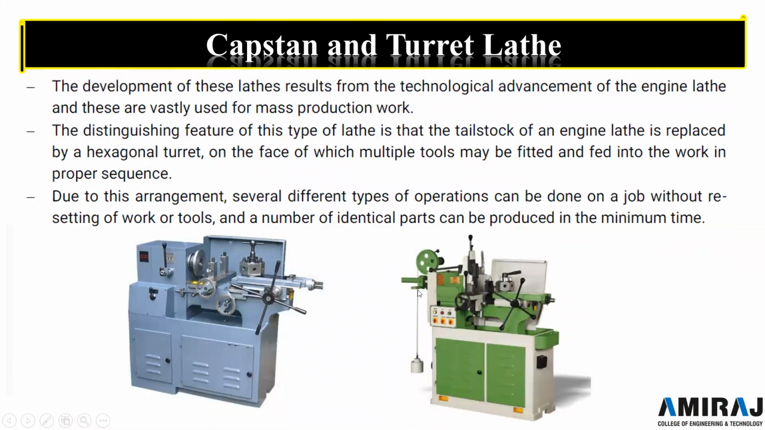The next type of lathe machine is the capstan and turret lathe. Here you can see the first figure shows the capstan lathe, and the second one over here is the turret lathe. The development of these lathes results from the technological advancement of engine lathes, and these are vastly used for mass production work. The capstan and turret lathes are mostly used for mass production purposes.